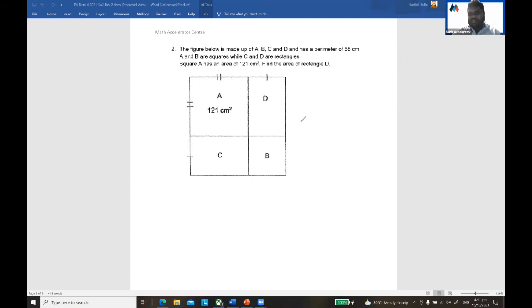Okay. So let's read this question here. This one is a little bit hard, right? Square A has an area of 121 cm square and the whole perimeter here is 68 cm. Okay, guys, can you type in the chat what do you all know about the square? Equal sides, same sides, all sides are equal.